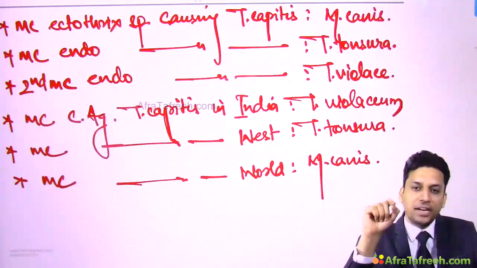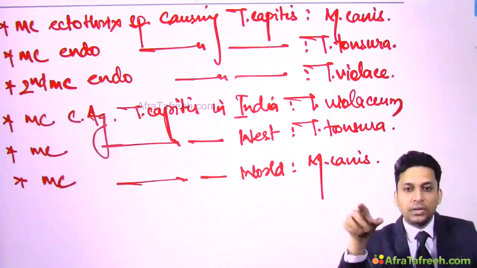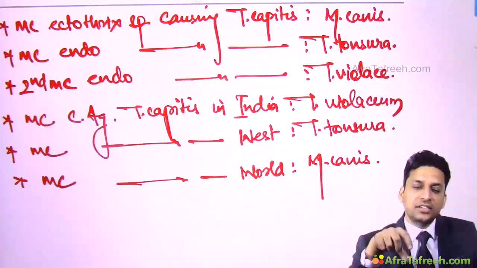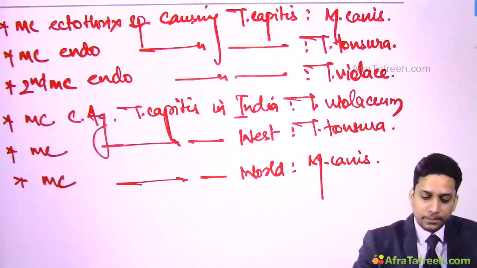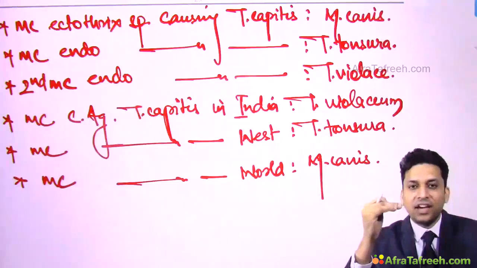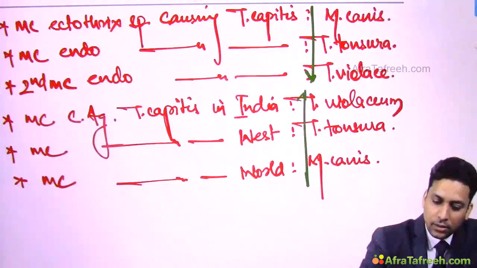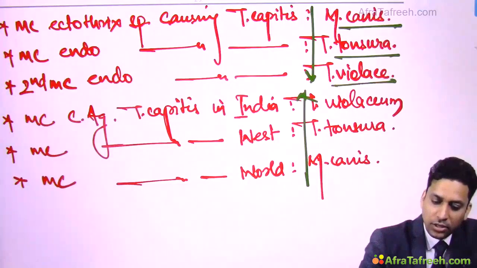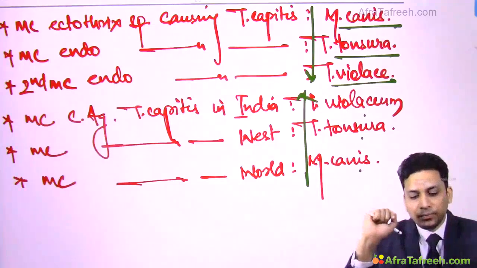So these are 6 important points which you can remember: the most common ectothrix is Microsporum canis, the most common endothrix is tonsurans, second most common, if tonsurans is not there in the options, is violaceum. In India most common is violaceum, in Western countries most common is tonsurans, and around the world overall most common is Microsporum canis. Now sometimes students find it difficult to remember, and that is the reason why I have arranged them like a palindrome. As you can see, canis, tonsurans, violaceum, then violaceum, tonsurans, canis. So just remember 3 and then reverse the order.